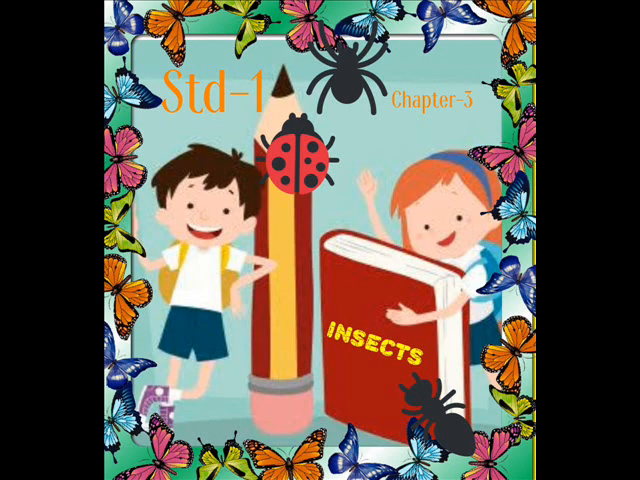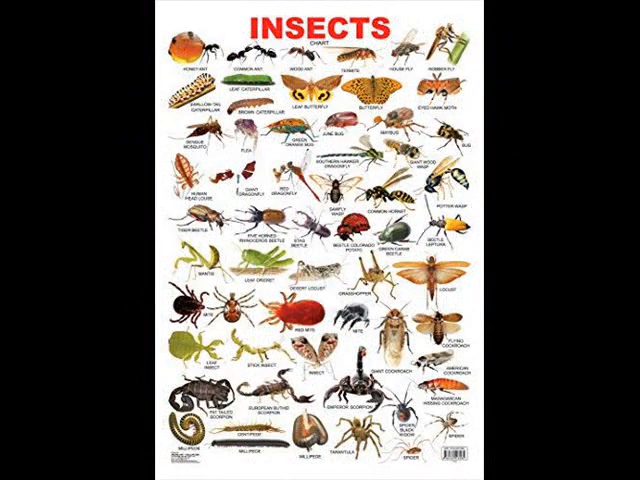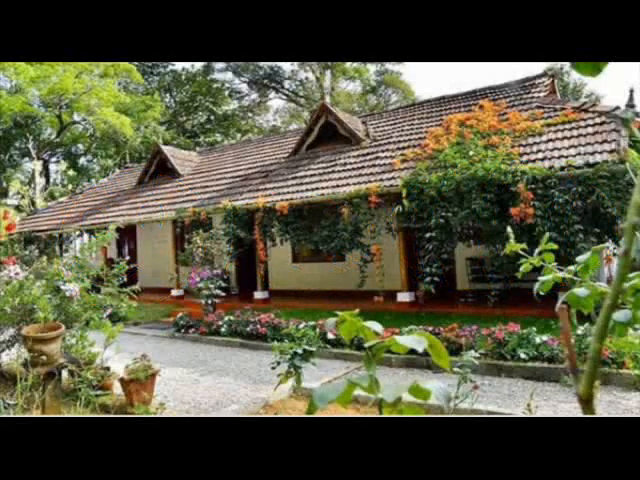Lesson 3. Insects. Insects are a very small group of winged animals with 6 legs. Their body is divided into head, thorax and abdomen. Insects are everywhere. You can see them in your garden, on trees.